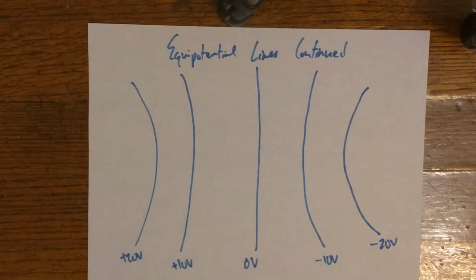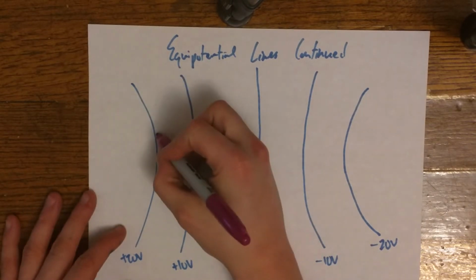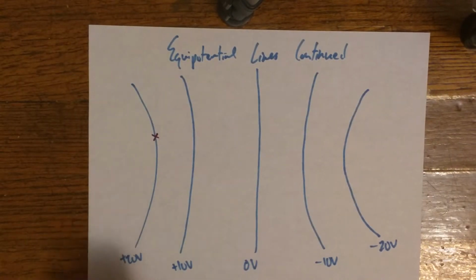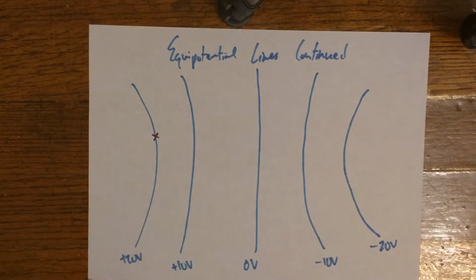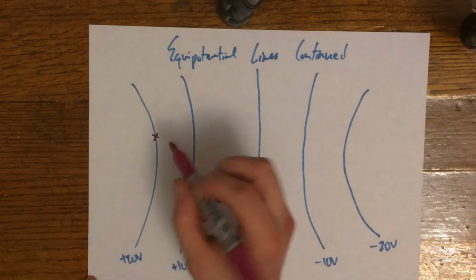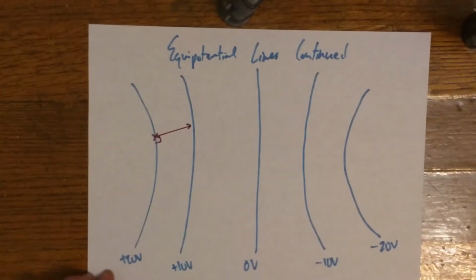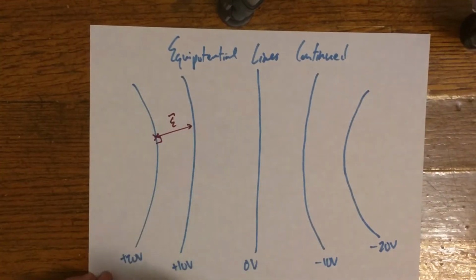Okay, we could then find the E field at any given point. So let's say I want to find the E field at that point in space. Well, I know two things. One, that the E field points from high potential to low potential. So it's going to go in this direction. Secondly, I know that the E field is perpendicular to the equipotential line. So that's my E field at that point in space.